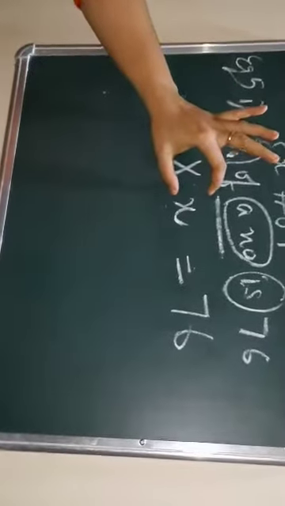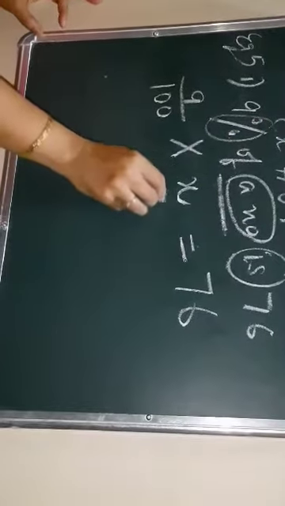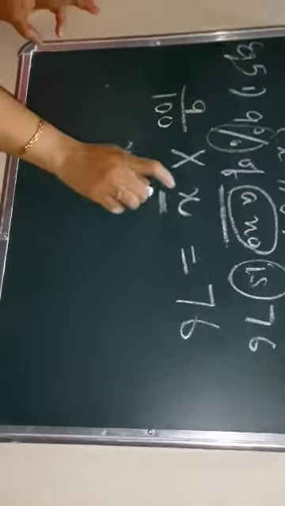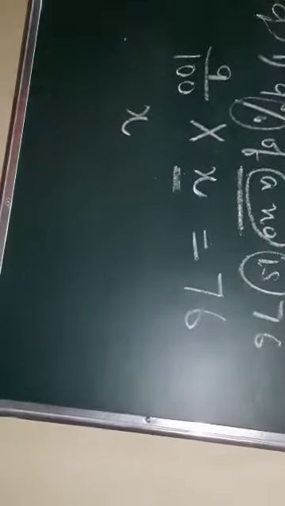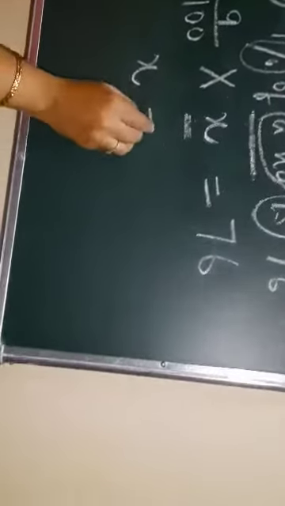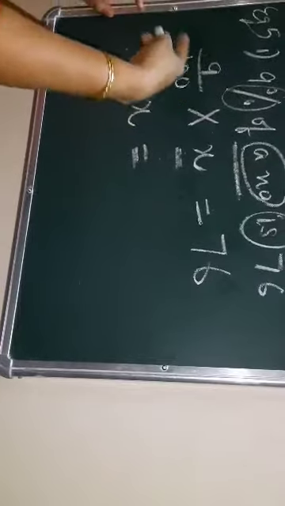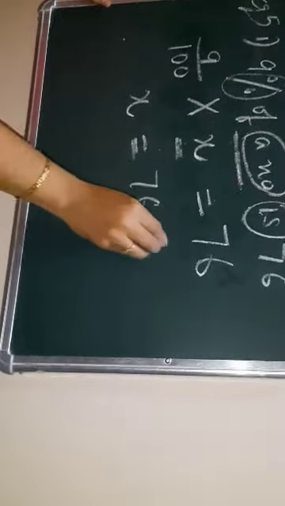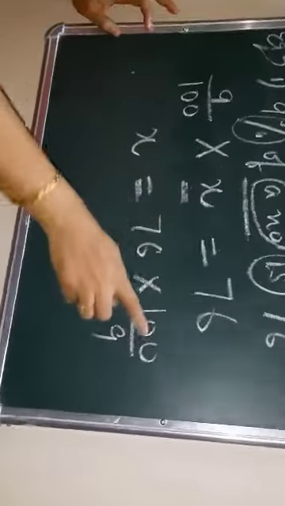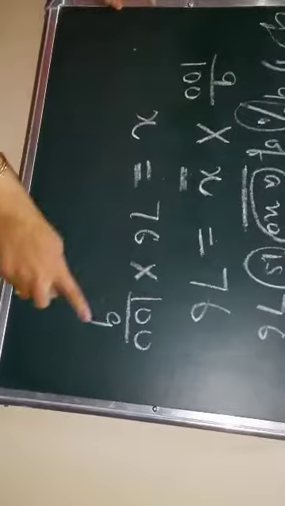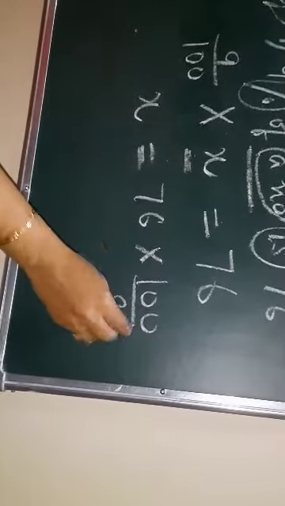So I told you earlier also in my previous videos, that whenever you have to find this unknown quantity, it has to be left alone. इसको अकेले रहना है, और जो कुछ इसके साथ है they all have to be shifted to the other side. So for shifting them to the other side, if it is divided here, it will be multiplied. If it is multiplied here, it will be divided. So 76 multiplied by 100 upon 9. यहाँ 100 डिवाइड हो रहा था, यहाँ आके मल्टीप्लाई हो गया, यहाँ 9 मल्टीप्लाई हो रहा था, इधर आकर डिवाइड हो गया. So now just do the cuttings.